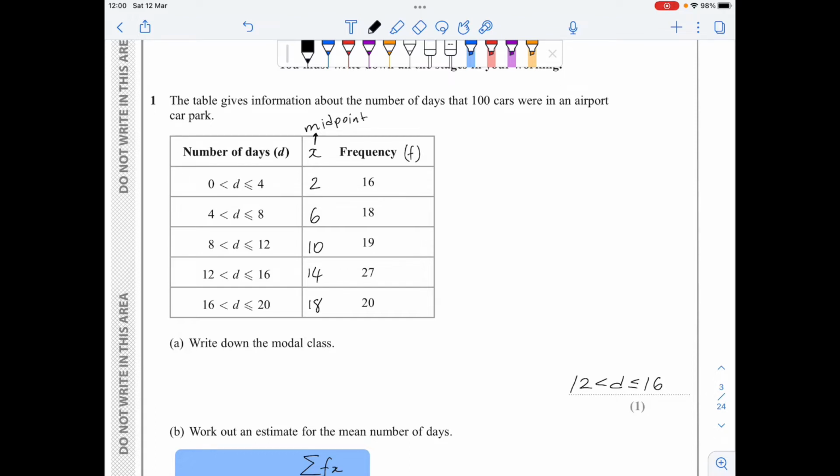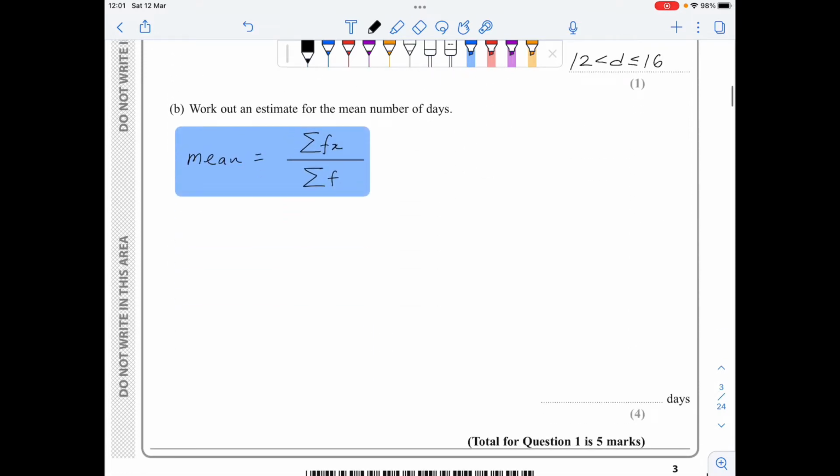So since I'm multiplying f by x, I will label this column as fx, and I've got 32, 108, 190, 378, and 360, and when I find the sum of this column, this will be 1068. Recall, I'm doing this multiplication because multiplying the x times the f is like grouping the additions. So my mean is gonna be 1068 over 100, and this will give me 10.68 days.